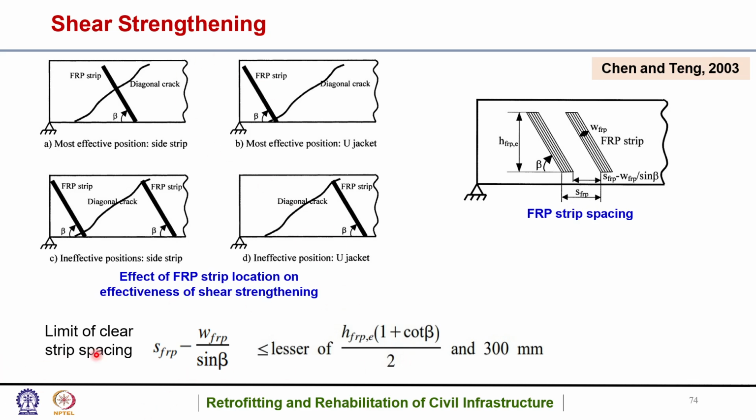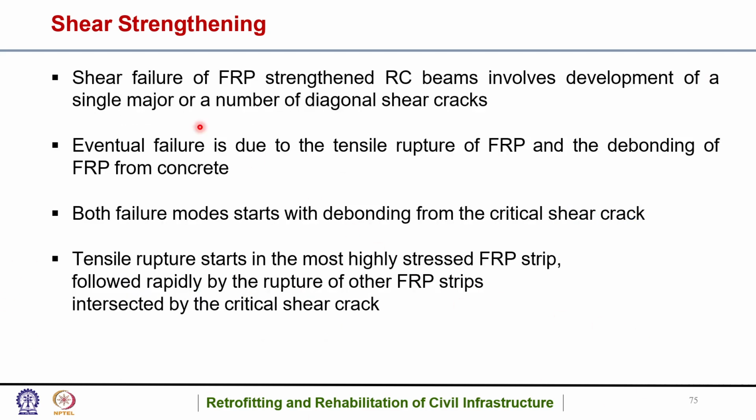The limit of clear strip spacing was also detailed by an equation. So they found that shear failure of FRP strengthened RC beams involves development of a single major or a number of diagonal shear cracks. Eventual failure is due to the tensile rupture of FRP and the debonding of FRP from concrete. Both failure modes start with debonding from the critical shear crack. Tensile rupture starts in the most highly stressed FRP strip, followed rapidly by the rupture of other FRP strips intersected by the critical shear crack.